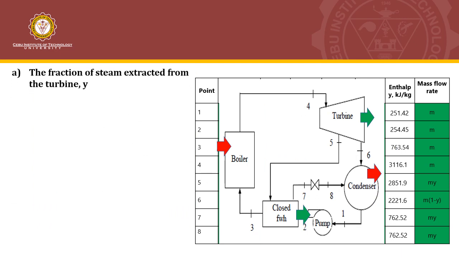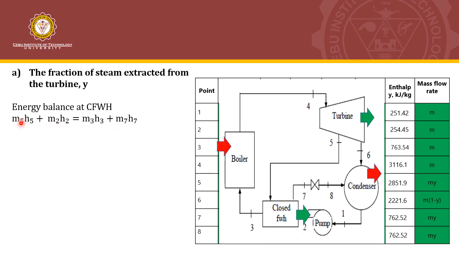So the fraction of steam extracted from the turbine is the value Y. The first step is to do an energy balance at the closed feed water heater. If you can observe, in our closed feed water heater, the entry points are point 5, the steam coming from the turbine, and point 2, which is the feed water coming from the pump and the condenser. And then the exit points are point 7, the liquid condensate going to the condenser, and point 3, the feed water going to the boiler. So we do an energy balance considering those points.